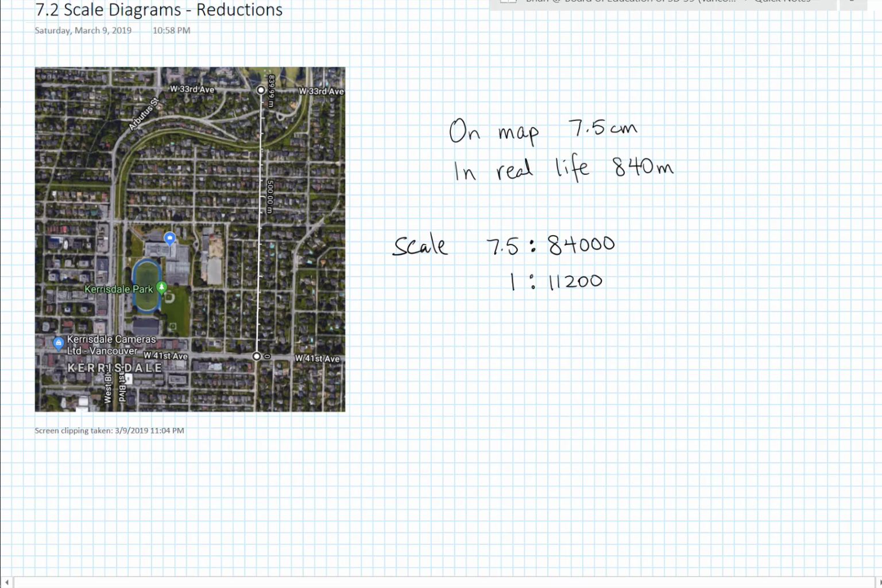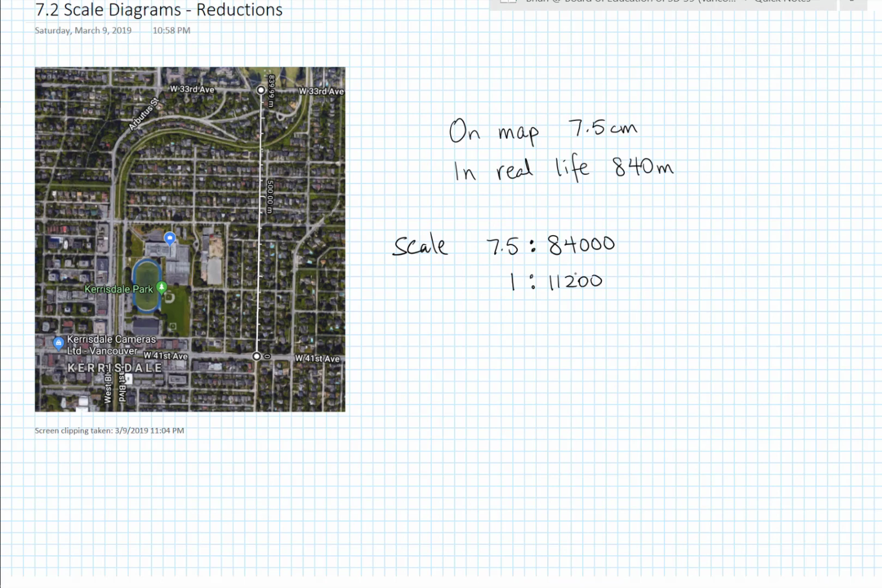And you can see that, that gives you a fair bit of detail for a map, 1 to 11,200. If you were looking at a map of the whole of the Lower Mainland, it might be something like 1 to 20,000 or even 1 to 50,000. And if you're looking at a map of the entire country, you might be looking at a map of like 1 to 1 million or 1 to 2 million. So 1 to 11,000 gives you pretty good resolution.